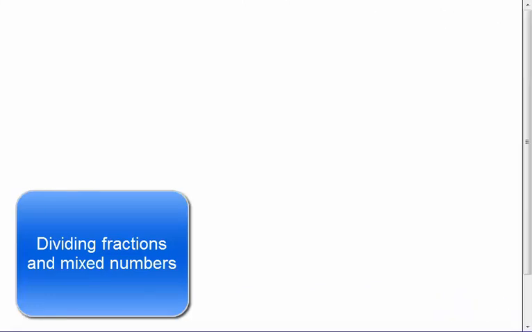Hello! Okay, so what we're going to be working on right now is dividing fractions. Now, you guys are comfortable with multiplying fractions? Yes. You guys are okay with that? All right, so check this out. In order to divide fractions, first we need some fractions.